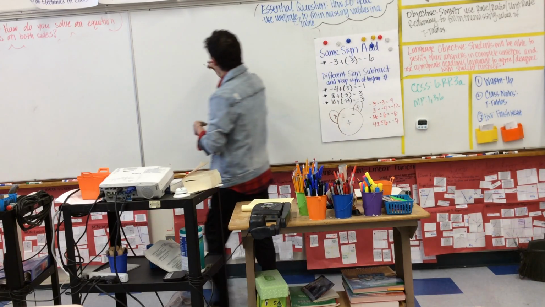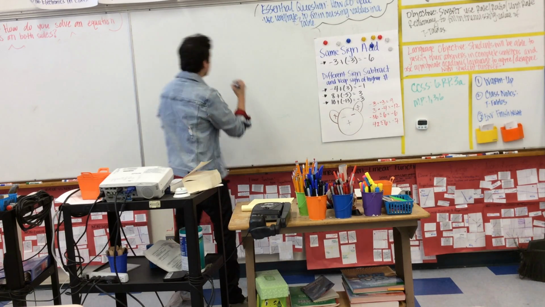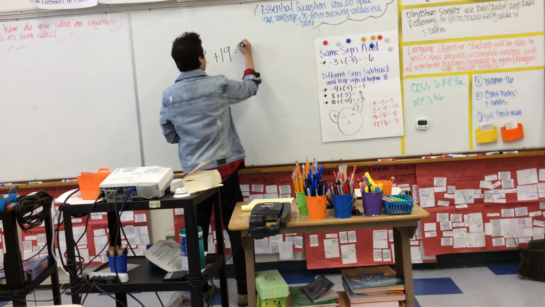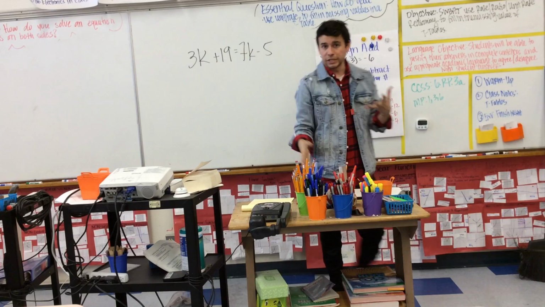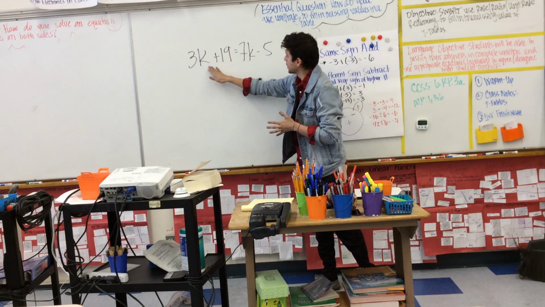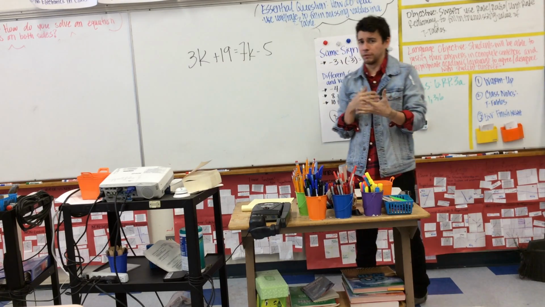So we have 3K plus 19 equals 7K minus 5, okay? So this is a multi-step equation. It's going to involve more than 2 steps, okay? Notice that there's variables on both sides. There's different ways of doing the problem.